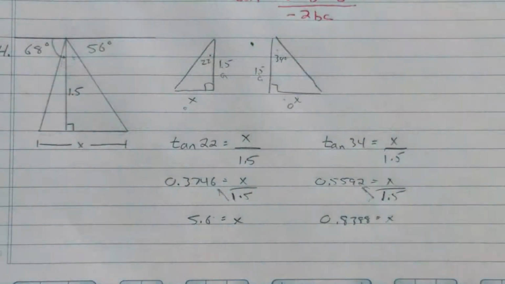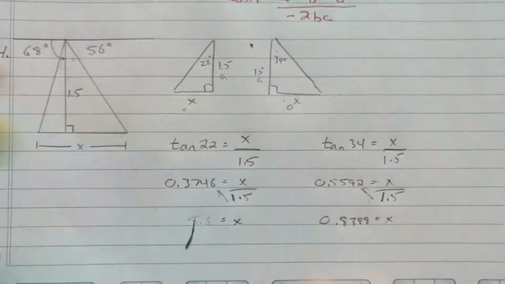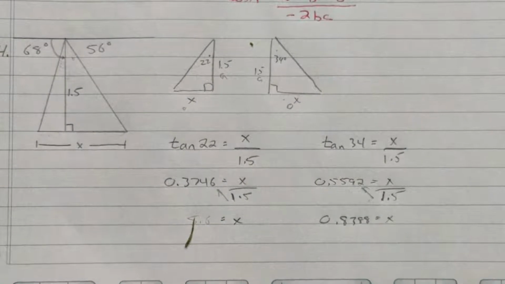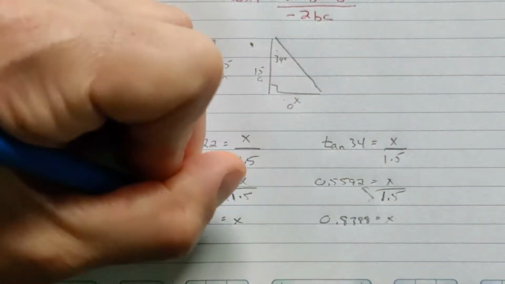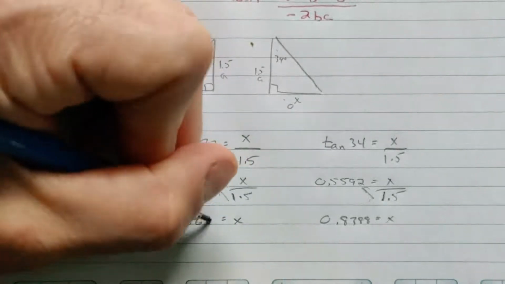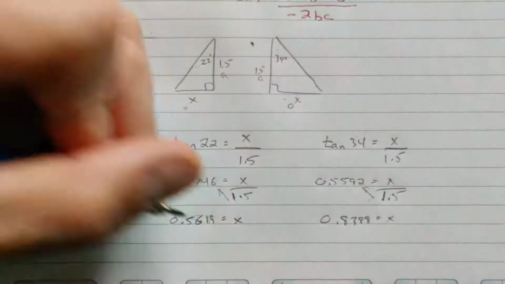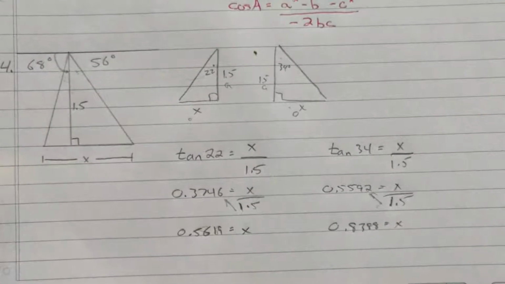And I messed that other one up. Yes, I forgot the decimal. It is 0.56. So I missed the decimal place there in my multiplication. So those are the two distances.